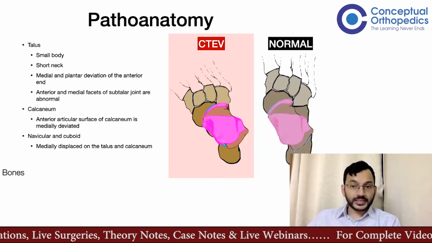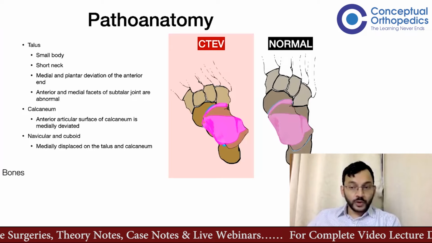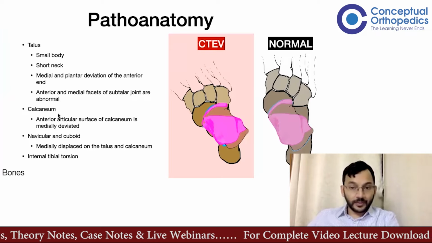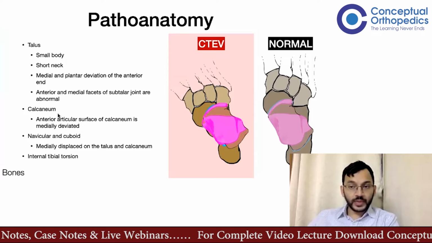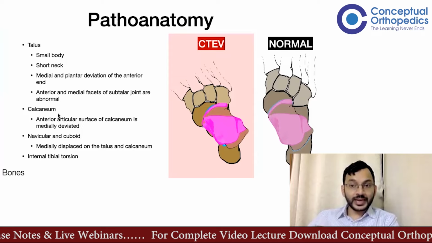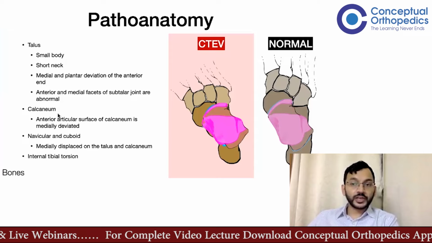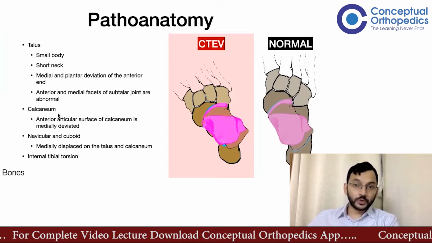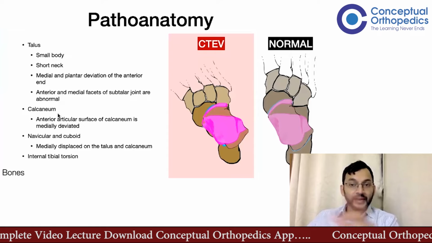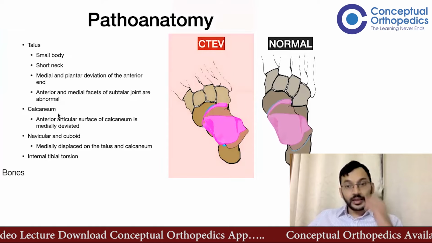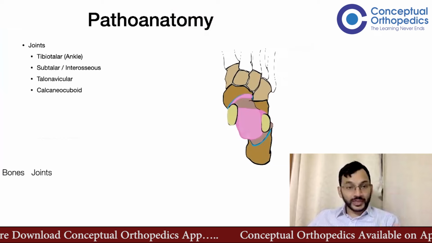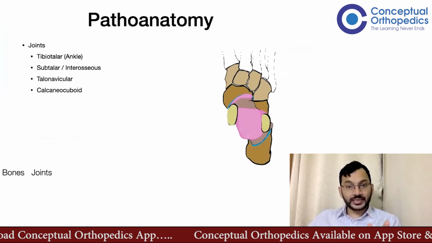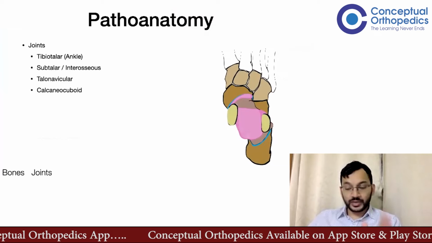Apart from the tarsal and mid-tarsal bones, you also have a problem with the tibia, because the tibia is supposed to be internally rotated. That is, an internal tibial torsion is seen in children with CTEV. This is the pathoanatomy with respect to the bones. Apart from the bones, there are other structures at fault as well, and they are the joints. The joints primarily seen are the tibiotalar joint.